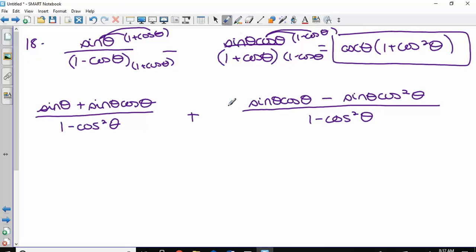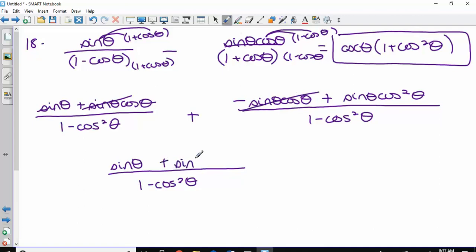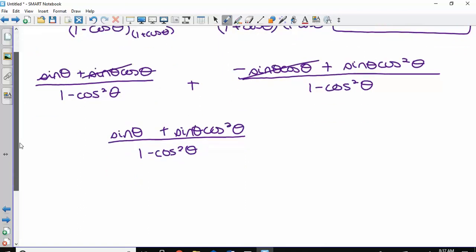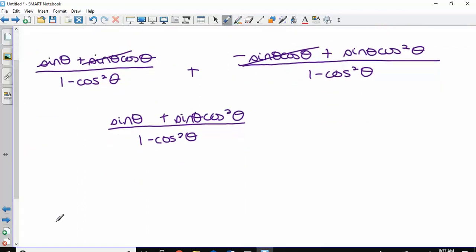If we change this to a plus, we can distribute that negative. Then we have the same denominator, so we can add like terms. So we have a sine theta cosine theta, and negative sine theta cosine theta drop. And we have sine theta cosine squared theta. Okay, look at our goal.